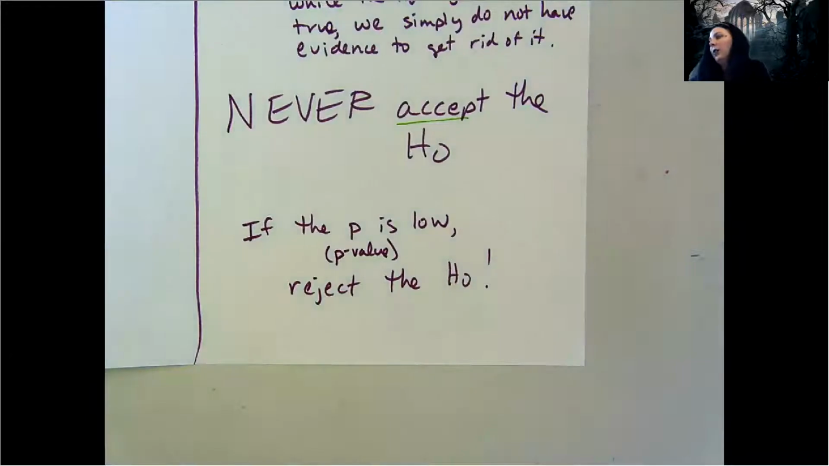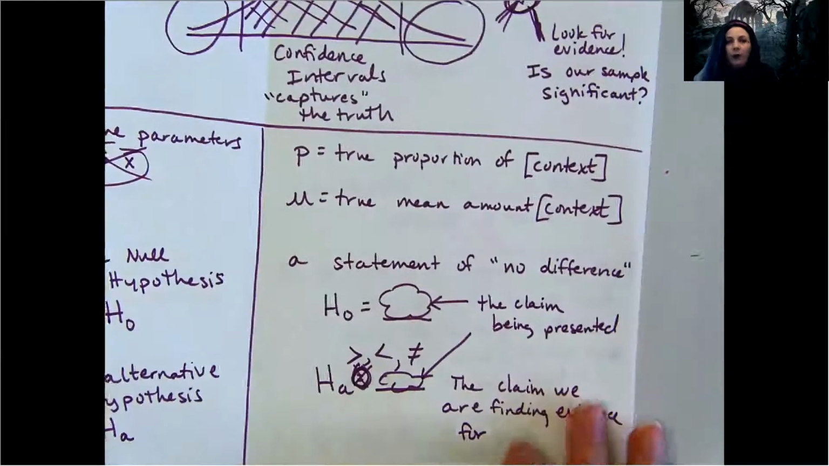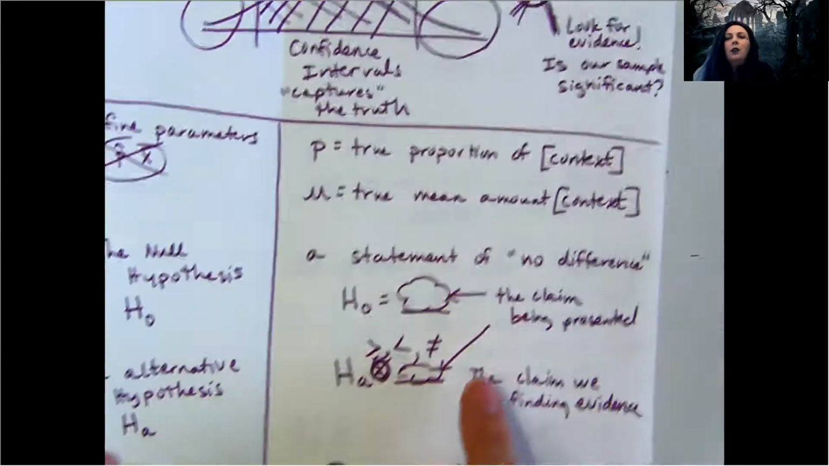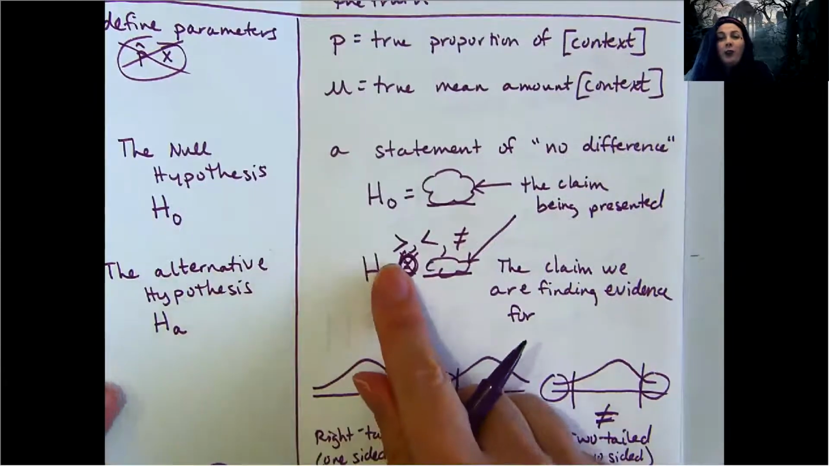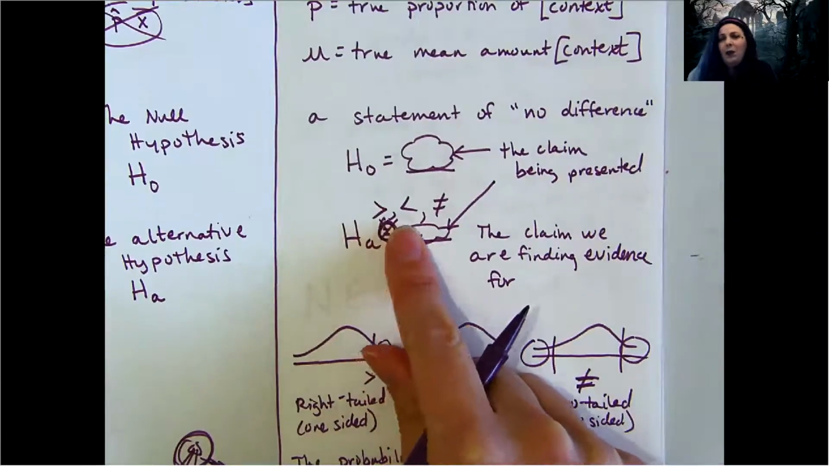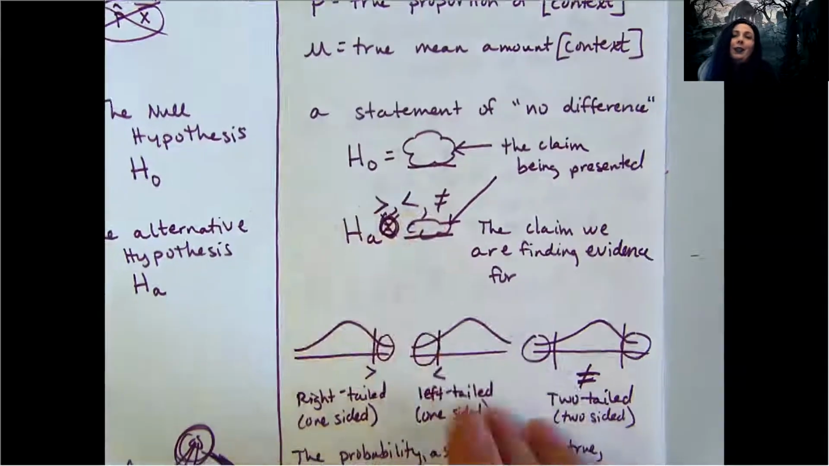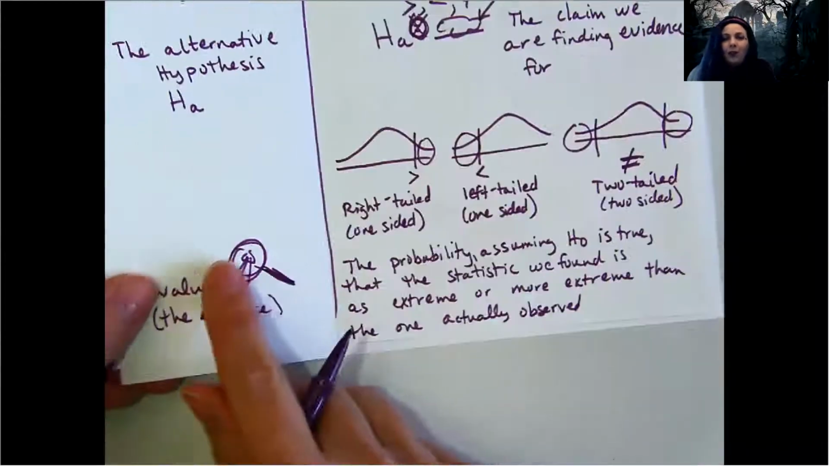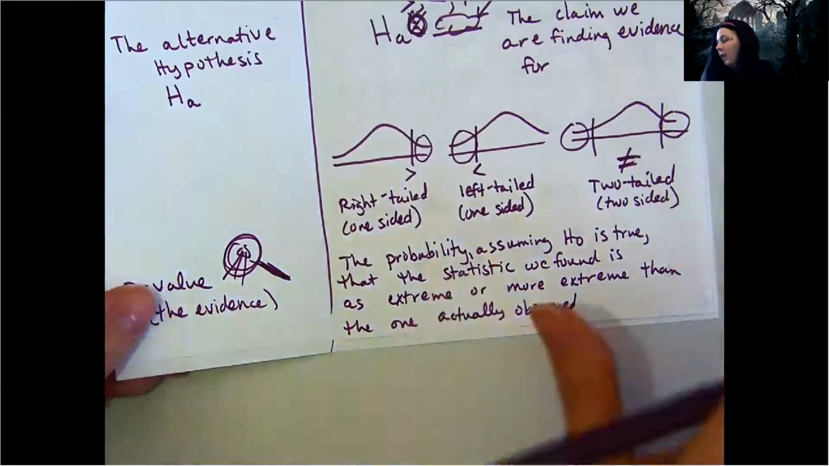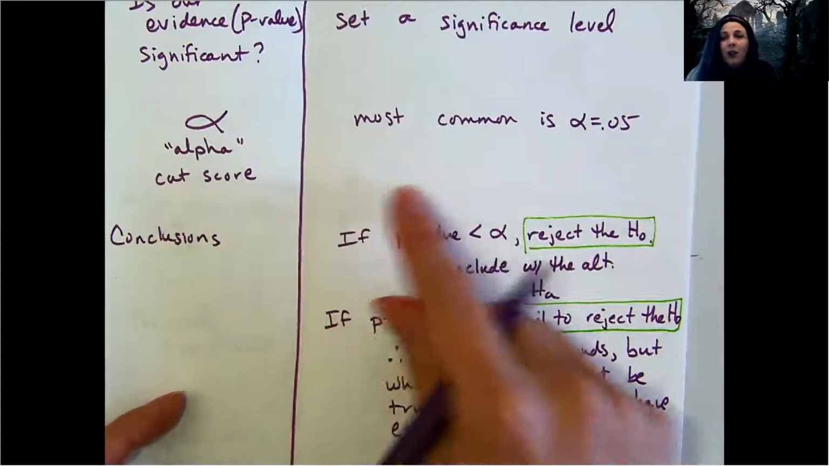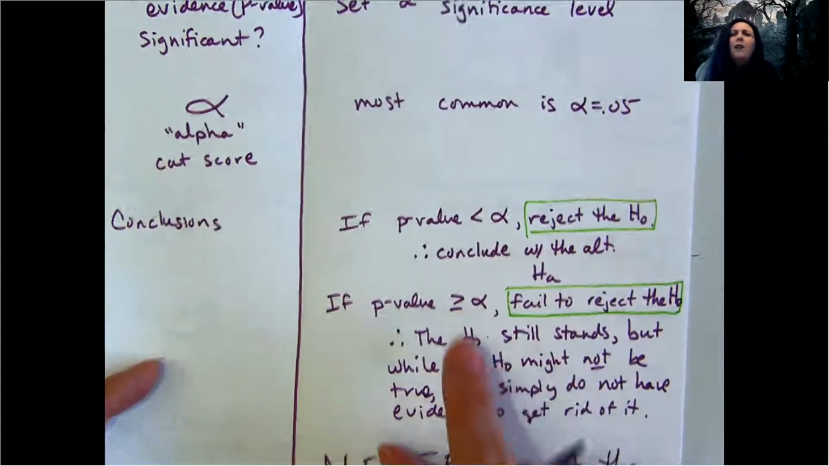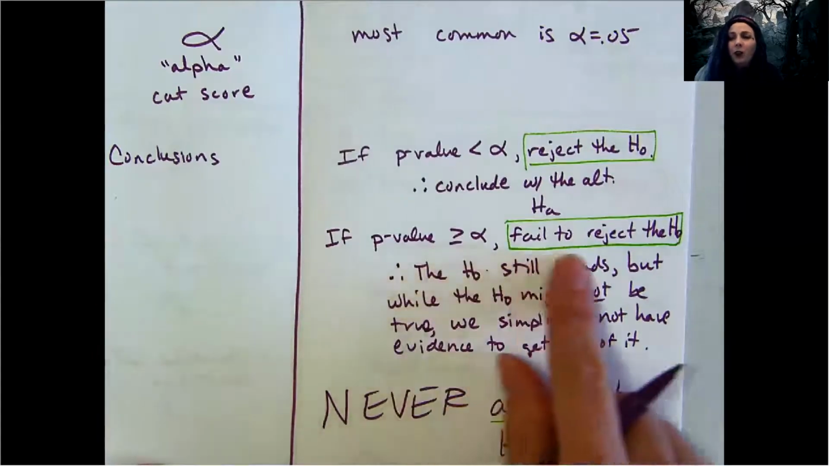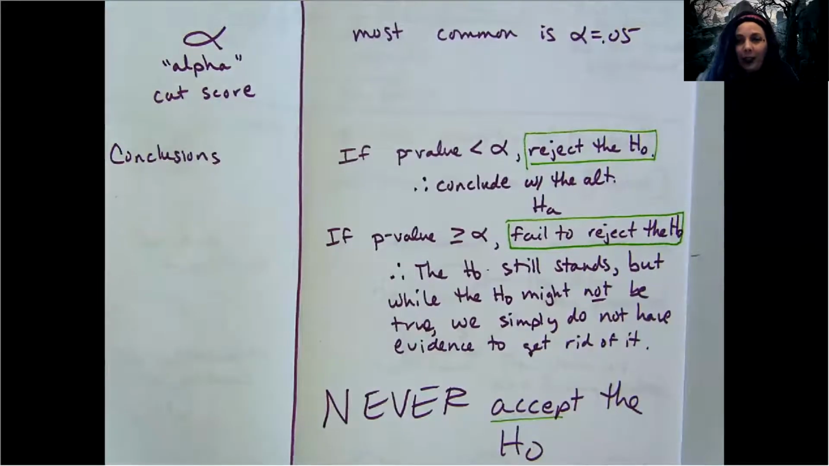So again, we define what we're after, proportions or means. We write down the claim being presented to us, and then we give an alternative, maybe more than, maybe less than, maybe both sides. Then we do the math, which gives us a p-value, the probability of the sample that we got. Then we compare it to a cut score. If our p-value is smaller than, let's say, alpha 0.05, we reject the HO and go with the alternative. If our p-value is greater, we fail to reject the HO, but that doesn't mean we accept it.